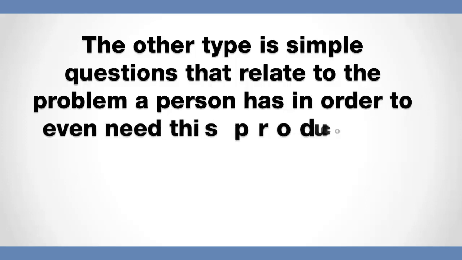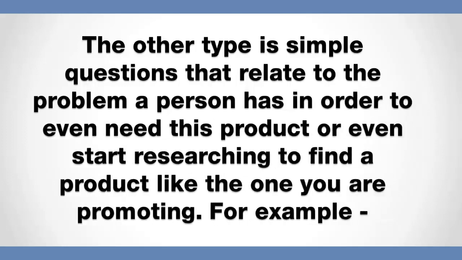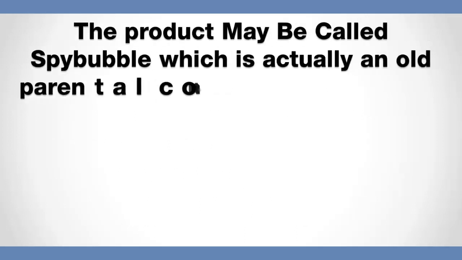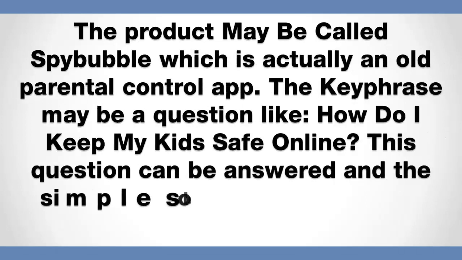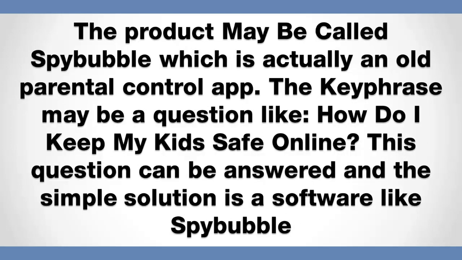The other type is simple questions. Okay, these ones just relate to the problem a person has in order to even need this product, or even really start to do any research to find a product like the one that you're promoting. Okay, so the idea here is the product may be called something like Spy Bubble, which is an actual product. It's an old parental control app.